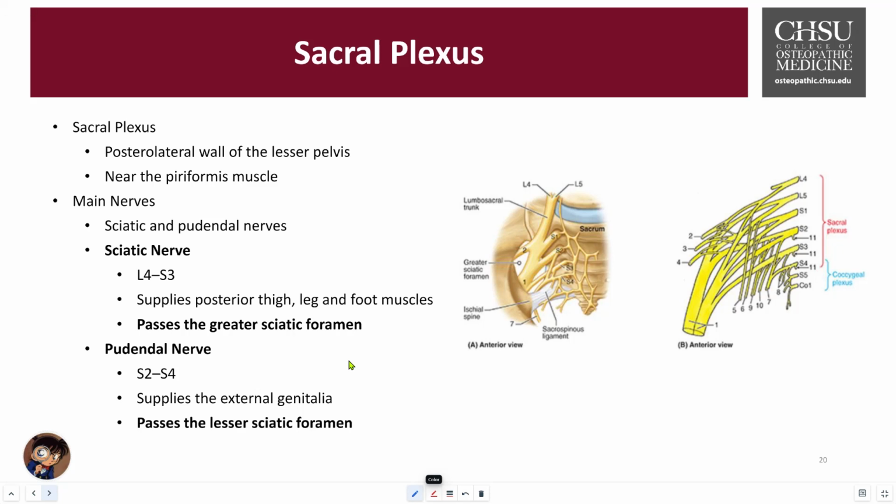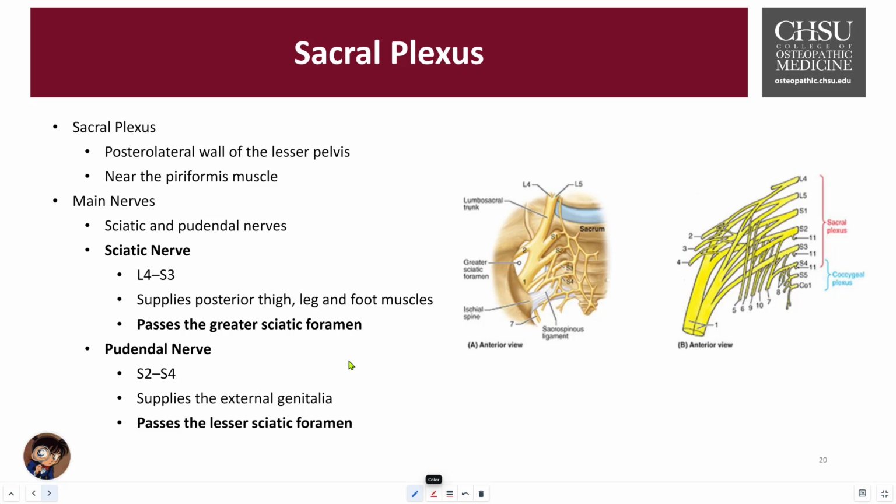So the sacral plexus is also a critical region. It's going to be located towards the posterior lateral wall of the lesser pelvis. It's nestled closer to the piriformis muscle, pretty deep inside. And this plexus plays a key role for innervation of the lower body's leg, feet, and the pelvic area.